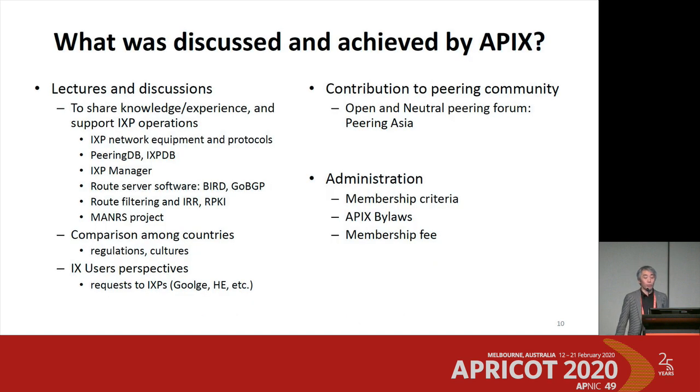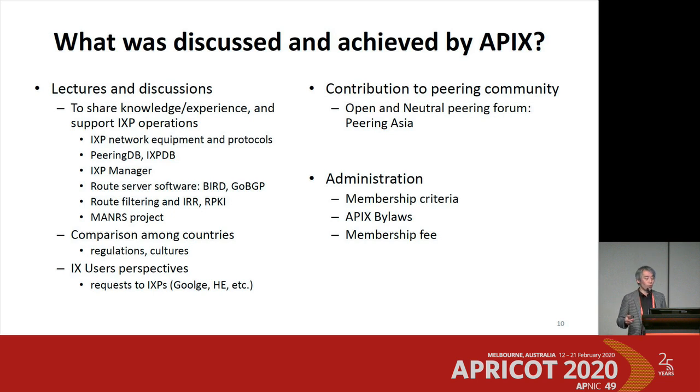And what was discussed and achieved by the APIX? Our purpose is to share information and knowledge about IXPs in the APAC region, because not only well-established IXPs exist in the APAC region, but also new IXPs have started in developing countries. So we share our experiences with the new members. That is very important. We also learned a lot from other internet exchanges and tools, like IXP peering DB, IXP Manager, and route server software: BIRD, GoBGP, OpenBGPD, Quagga, such kind of things.